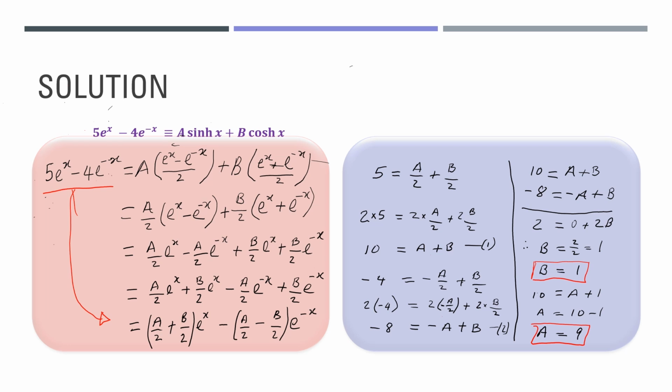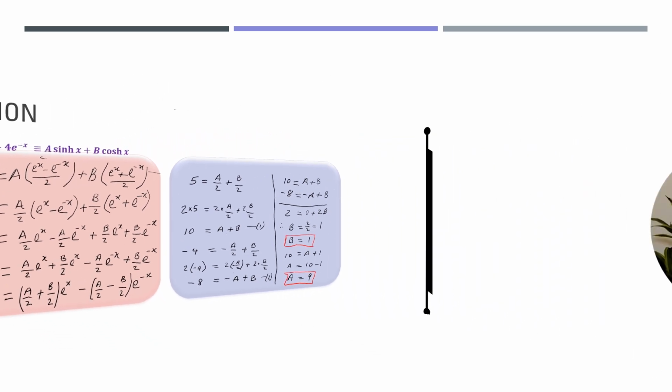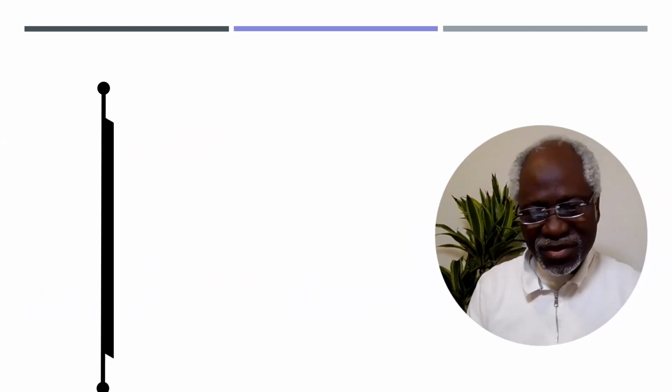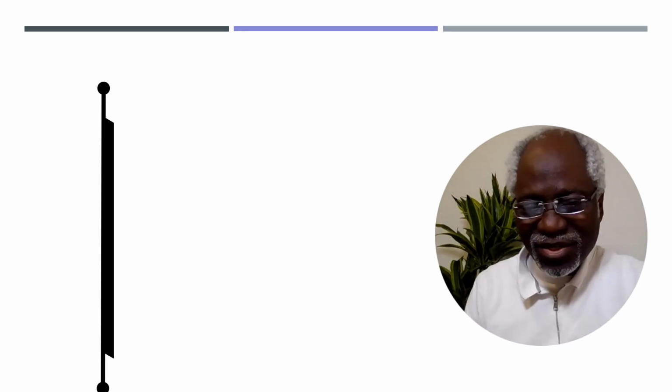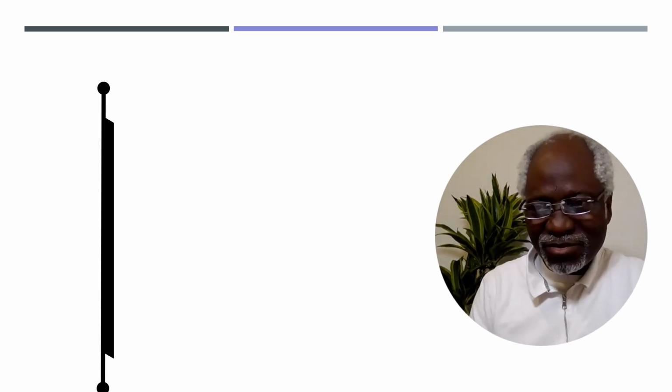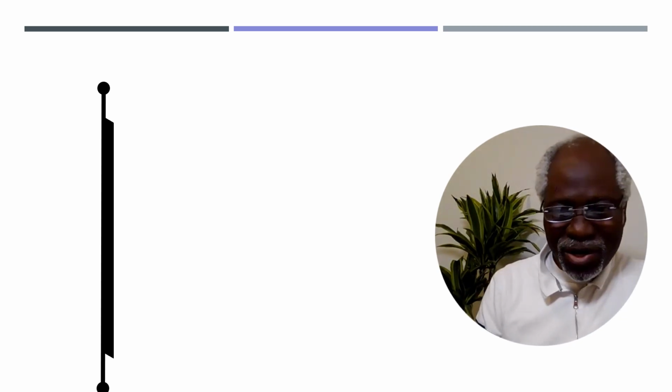That is the solution to the problem, where we find the value of a to be 9 and the value of b to be 1. Okay, I hope you have enjoyed the short demonstration of hyperbolic identities.